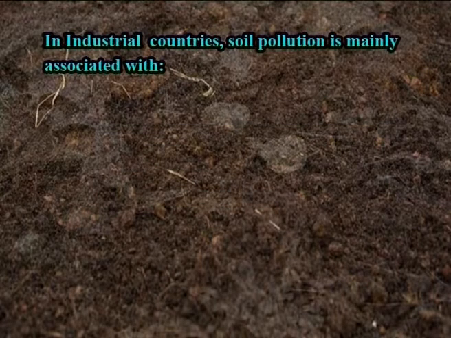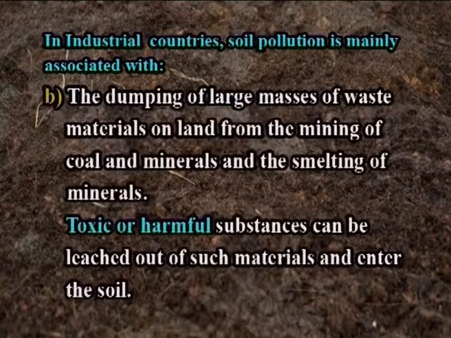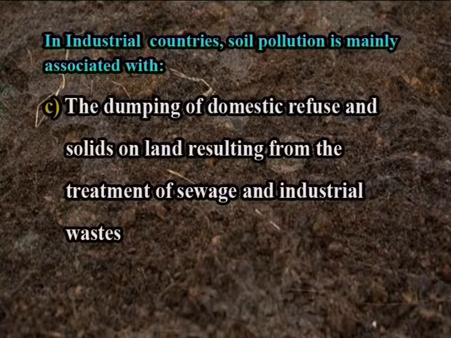In industrial countries, soil pollution is mainly associated with the use of chemicals such as fertilizers and growth regulating agents in agriculture, the dumping of large masses of waste materials on land from the mining of coal and minerals and the smelting of minerals. Toxic or harmful substances can be leached out of such materials and enter the soil. It is also associated with the dumping of domestic refuse and solids on land resulting from the treatment of sewage and industrial wastes.